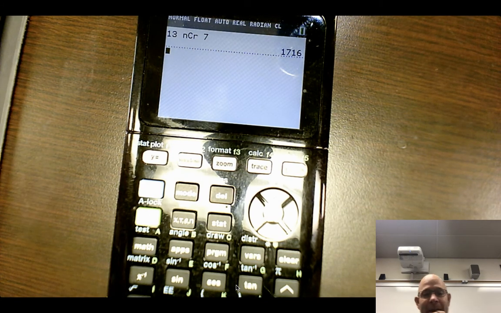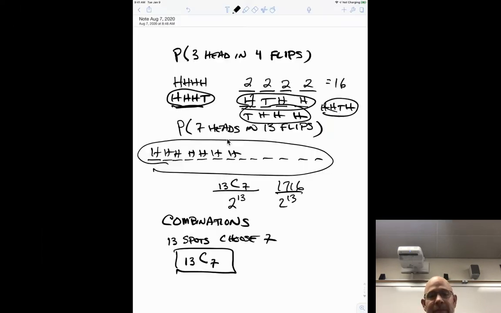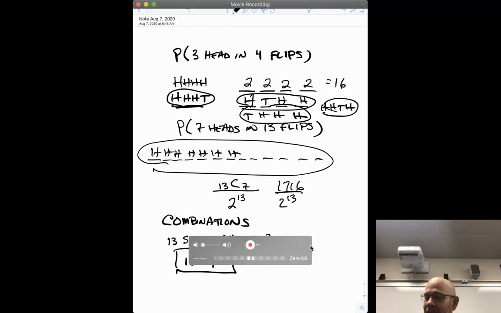So I'm going to come back to, so that's the button you're going to use. The first number is how many spots there are, and the second number is how many you're choosing. All right. So if I go back to show you here, we can finish up this problem now. I got my 1716 now written in there.